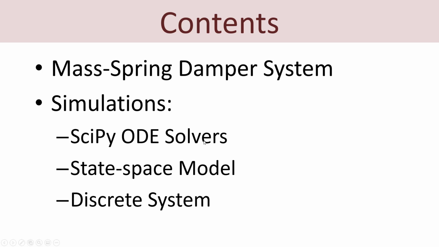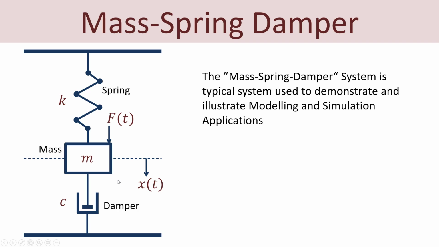We have simulated this system in different ways. We started by using SciPy and the built-in ODE solvers. We found the state space model of the system, and we implemented the state space model in two different ways using two different Python libraries. And then finally we found the discrete version of this mass spring damper system and we simulated it. So basically this is how we use Python in order to simulate differential equations in general, and we have used this mass spring damper system as an example.